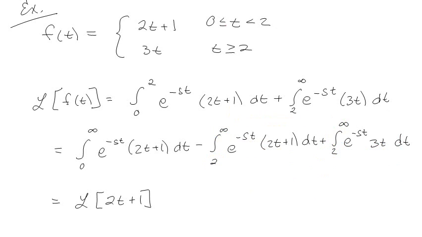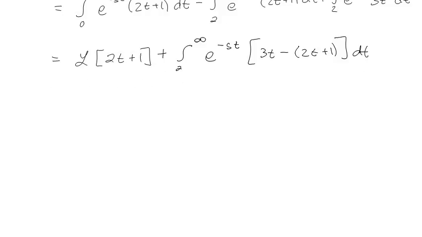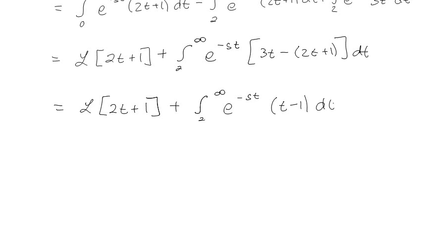So basically I can combine them. I'm going to list the third one first and the second one second. I'm going to go 2 to infinity, e to the minus st, and I've got 3t minus (2t plus 1). Good? So Laplace of this plus the integral from 2 to infinity, e to the minus st, and that turns out to be t minus 1 dt. Now, I so much wish that this was a 0, but it's not.